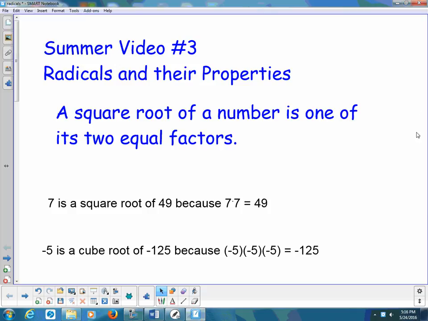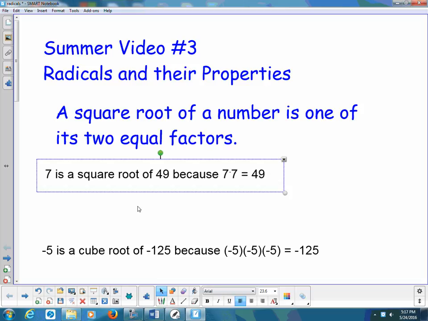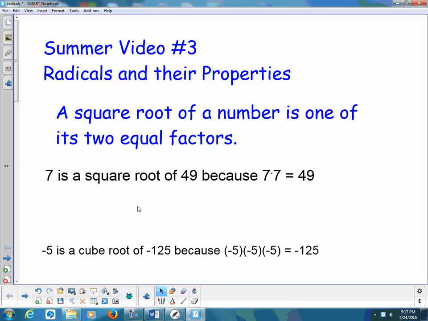We're looking at summer video number 3, radicals and their properties. So let's recall what is a square root. A square root of a number is one of its two equal factors. So for example, 7 is a square root of 49 because 49 has 7 as its factor twice. So 7 times 7 gives us 49.